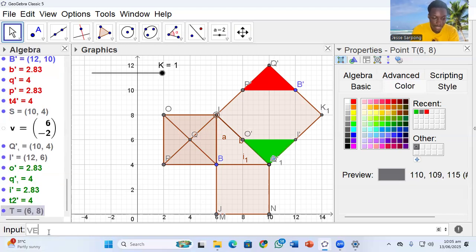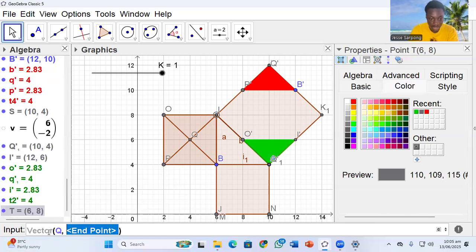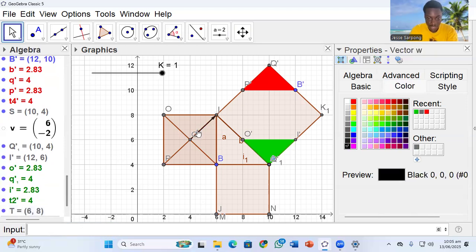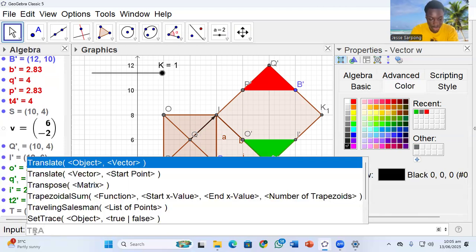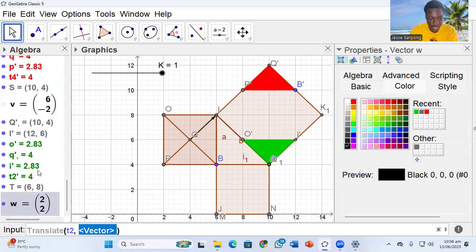Now we do the vector with starting point Q and then the new point T, which is our end point. We have our vector over here. Now we translate the object by the vector. So our object now is T2, and our vector is the new vector that was formed, W.